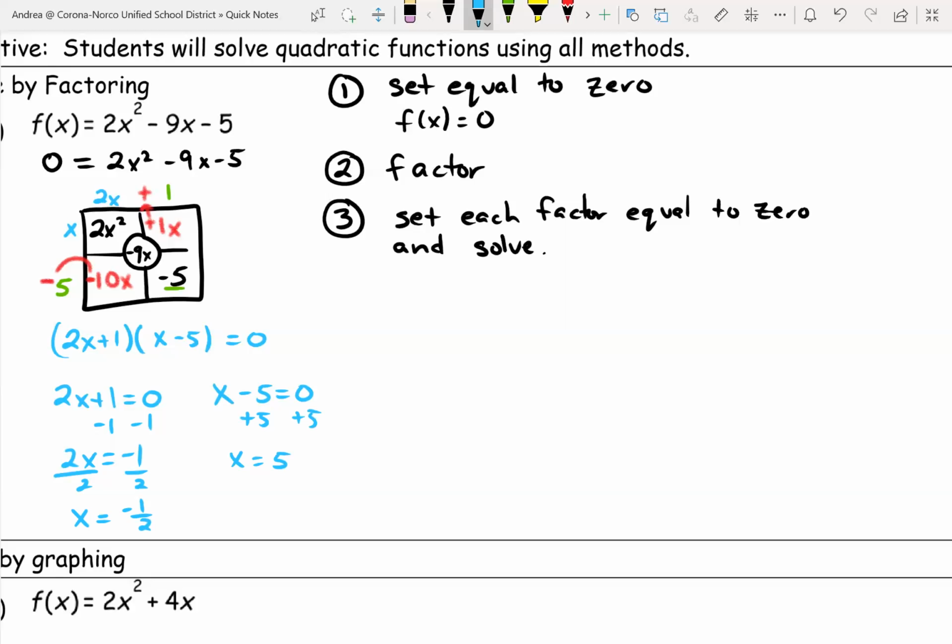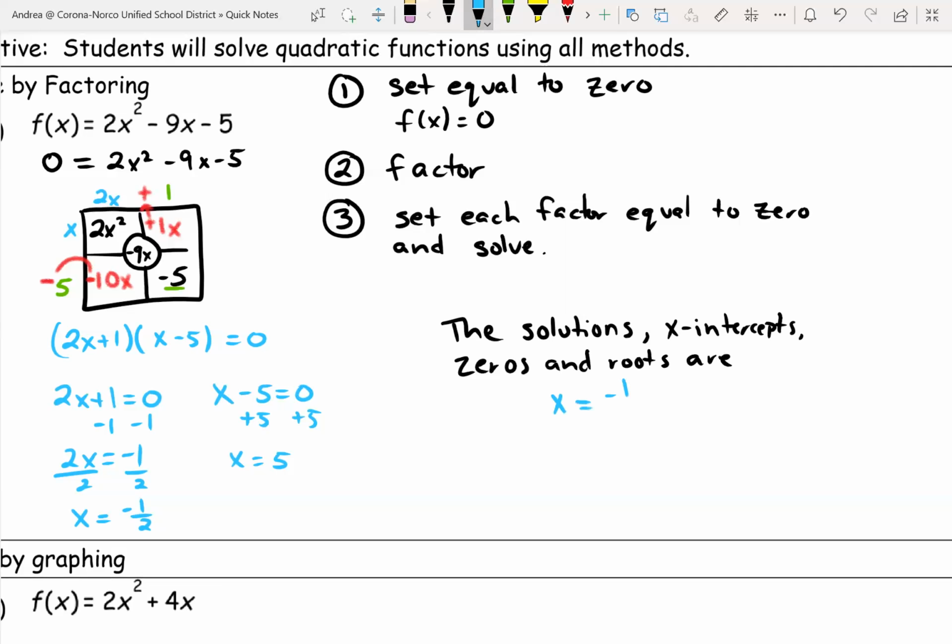Okay. The solutions, oopsie, let's spell that better. We need an N. Solutions, x-intercepts, zeros, and roots are x equals -1/2 and 5.